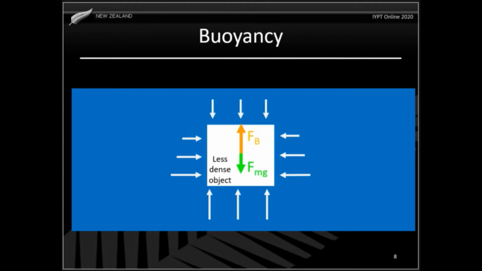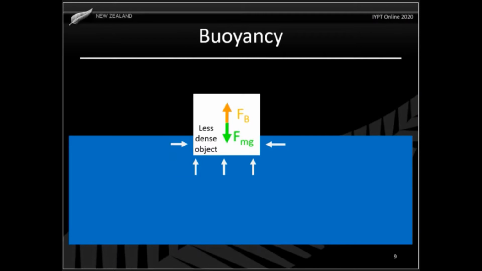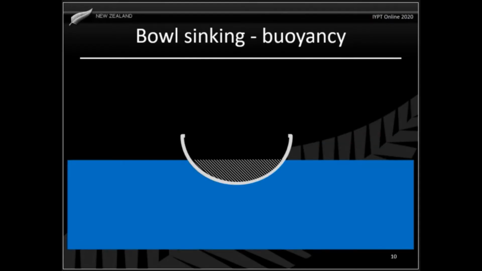Objects of equal volume experience an equal buoyant force, so if the object has a density that is less than water, the buoyant force is greater than the weight force. The force is balanced when the weight force of the displaced water, which is the size of the buoyancy force, is equal to the weight force of the object. For a bowl in equilibrium, this means that the mass of the displaced water is equal to the mass of the bowl.